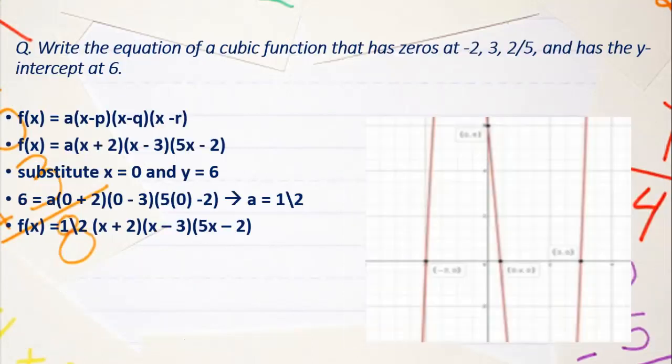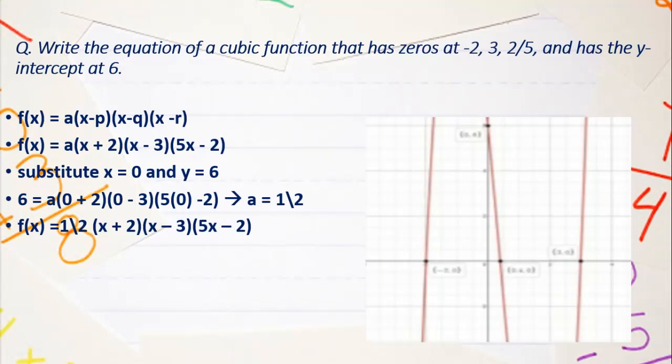Next, we have a question right here. Write the equation of a cubic function that has zeros at minus 2, 3, and 2 over 5, and has the y-intercept at 6. f of x equals a times x minus p, x minus q, x minus r. Thank God the formula is right here. All right, f of x equals a, x plus 2, x minus 3, and 5x minus 2.